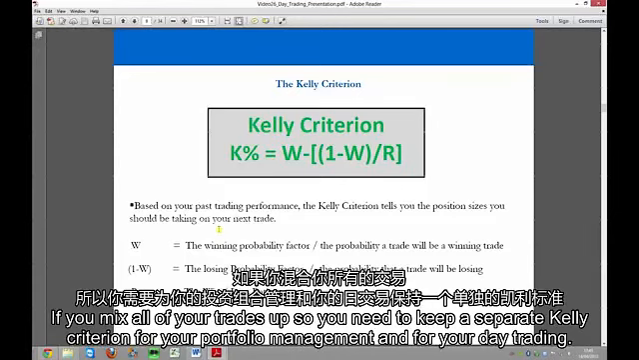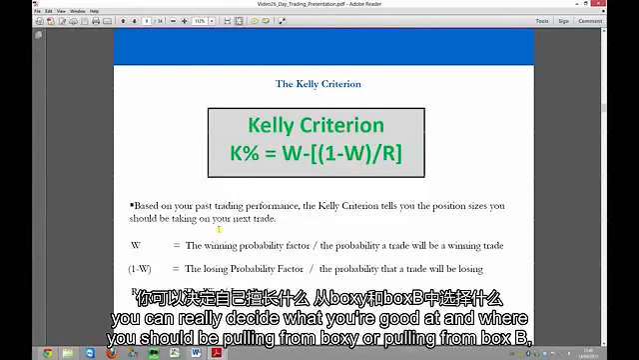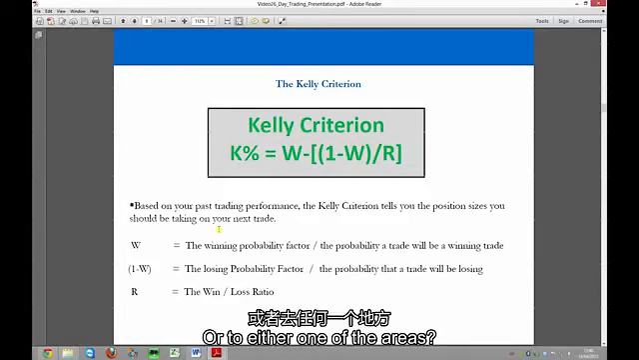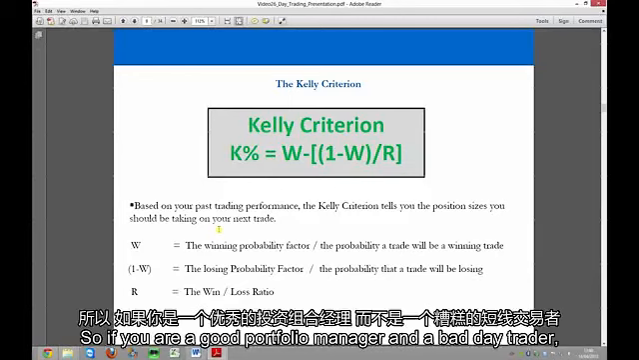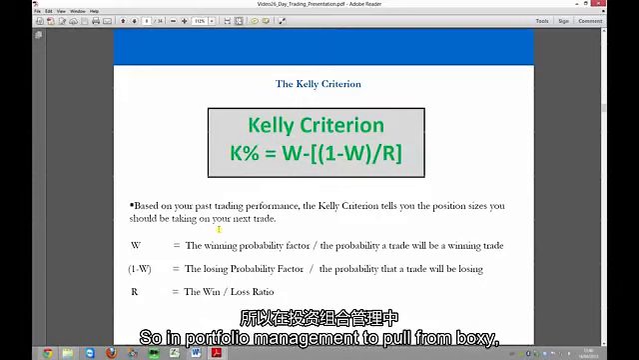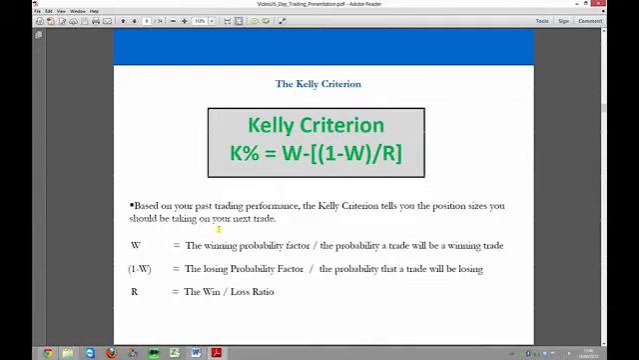So you need to keep a separate Kelly criterion for your portfolio management and for your day trading. So in the future, when you look back, you can really decide what you're good at and where you should be pulling from box A or pulling from box B, i.e. concentrating your efforts more and deploying more capital to either one of the areas. So if you're a good portfolio manager and a bad day trader, then you should be pulling from box A in your life as a trader and doing more portfolio management. So in portfolio management, pull from box A, deploy more capital, and pull from box B in day trading.